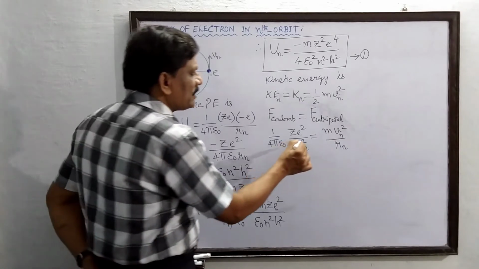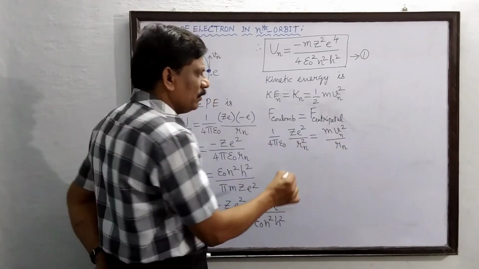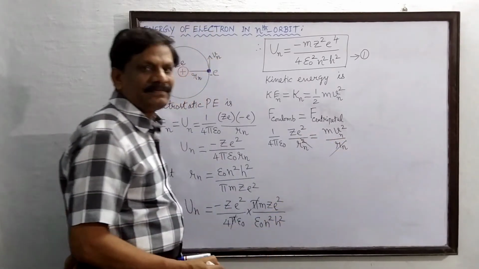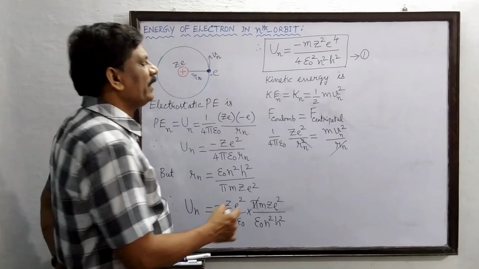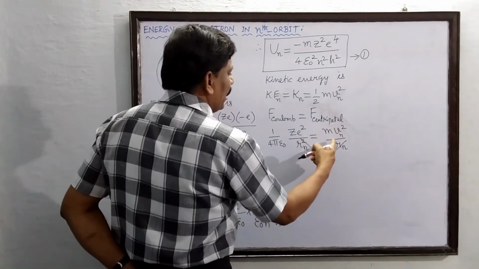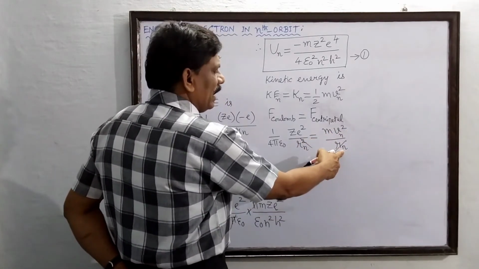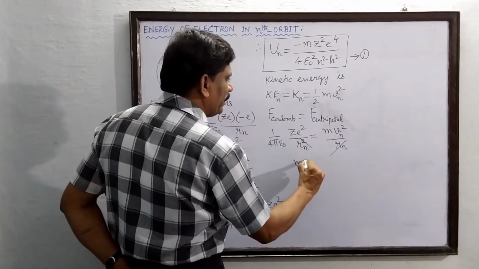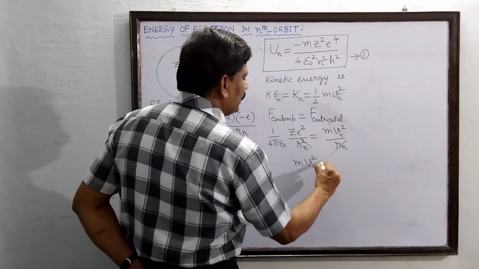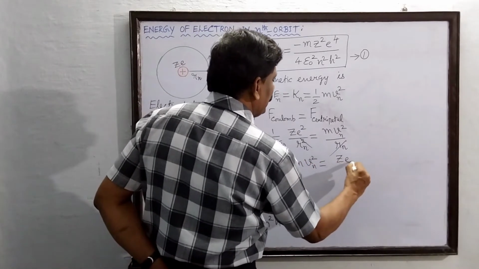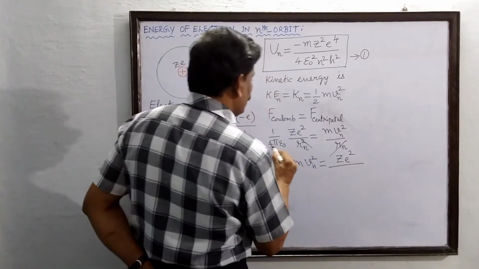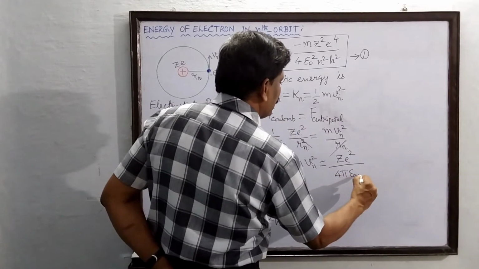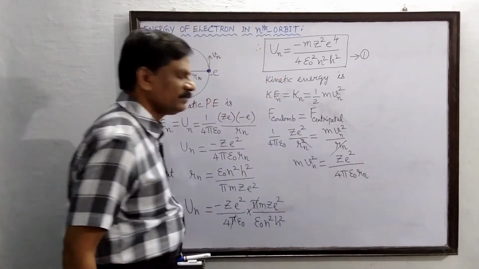So this is Rn square and this is Rn power 1. So I can cancel this square term with this Rn. So I will rewrite. So m v square, after cancelling this Rn and leaving the power of Rn, I will exchange the sides now. Therefore, m into vn square is equal to Ze square divided by 4 pi epsilon naught into Rn.